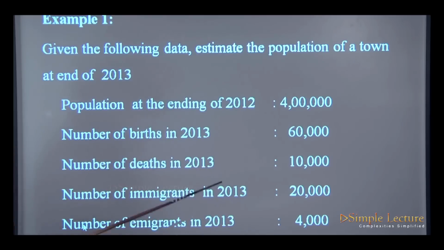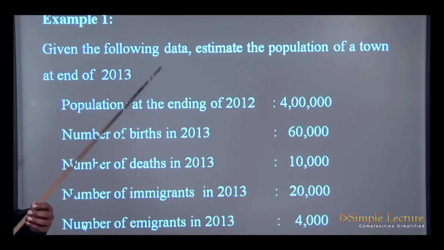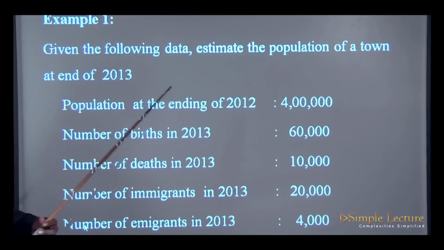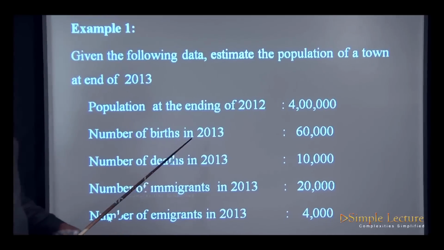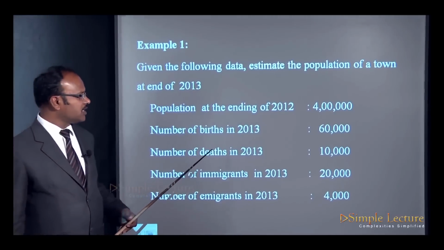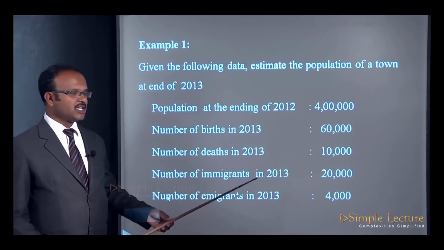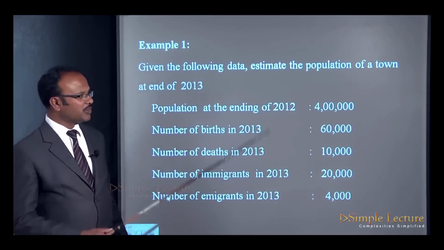If you look at the data, you can easily find it out here itself, but let us try to substitute in the formula and get the answer. So what is the formula? PT is equal to P0 plus B minus D plus I minus E. Now in this, which is PT? That is what you have to find out. That is the population at the end of 2013. P2013 is equal to P2012 plus B2013 minus D2013 plus I2013 minus E2013.